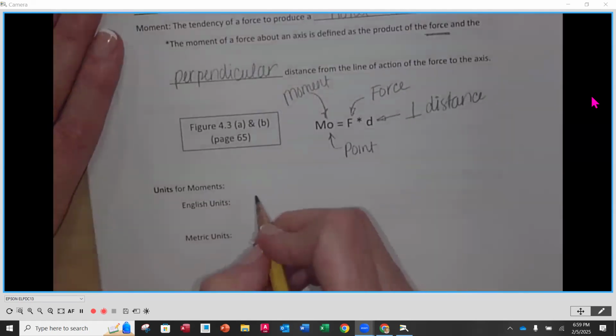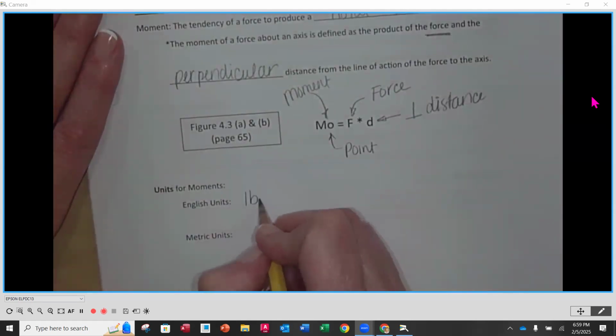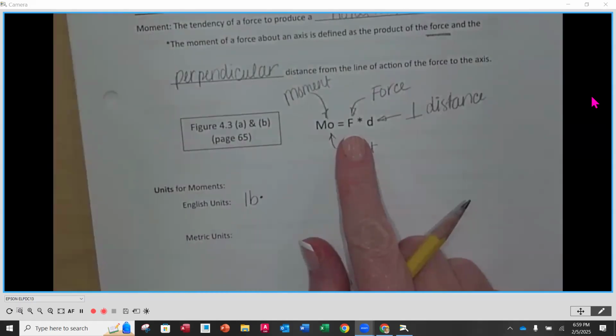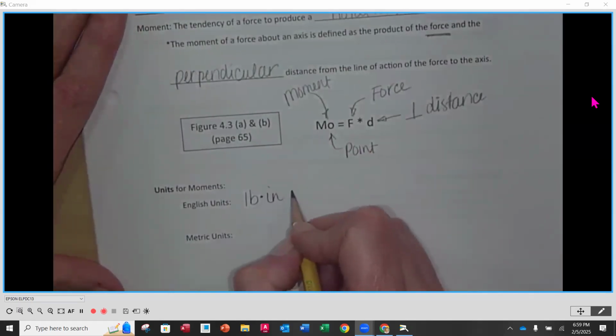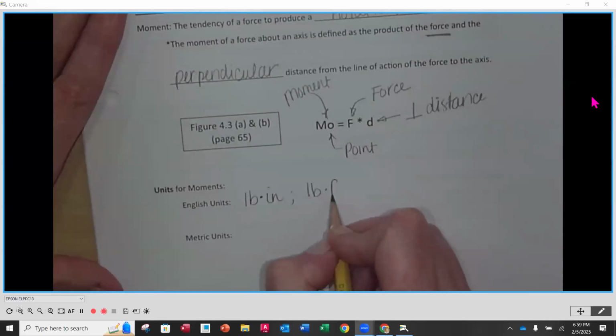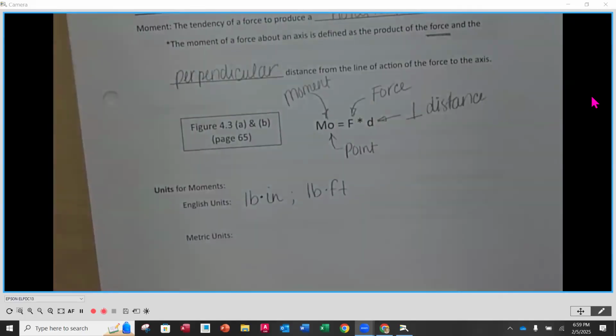So for English units, the units are going to be pounds times distance. Notice the equation. It is not pounds per, it's not pounds divided by distance, it's pounds times distance. So pound inches, pound times feet, okay? Those are going to be your units. So when you're giving me the units and when we're putting them in, we're going to be putting our units in all phases of the problem.